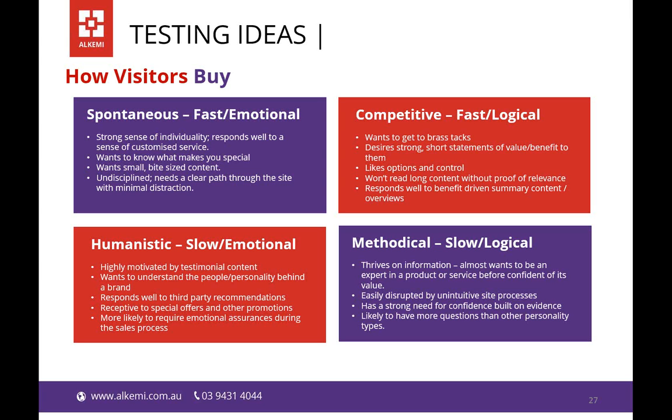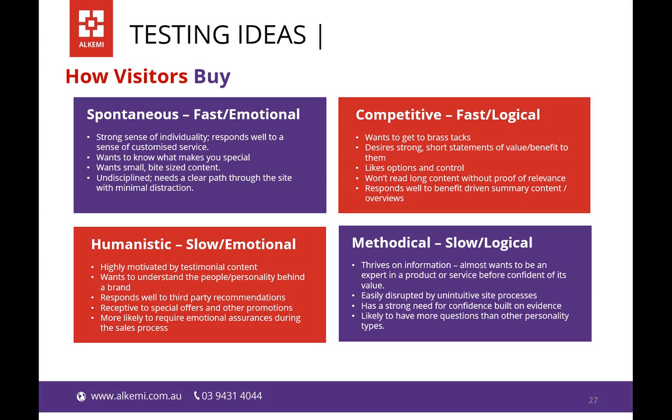But just to give you some brief ideas of the kind of content you need to keep in mind for the various personality types. Spontaneous personalities have a strong sense of individuality. You want to make sure that you're using messaging that treats them as an individual. They want small bite-sized content. You want to speak in quick, short chunks. Competitive personalities, these are very much control people. They want to know fundamentally what you can do for them, so offer them evidence. Again, speak to them short, don't waffle, get straight to the point.